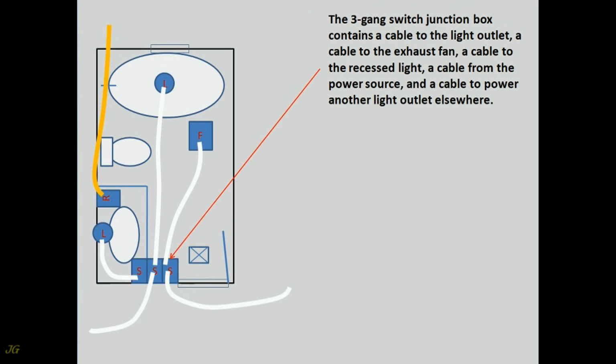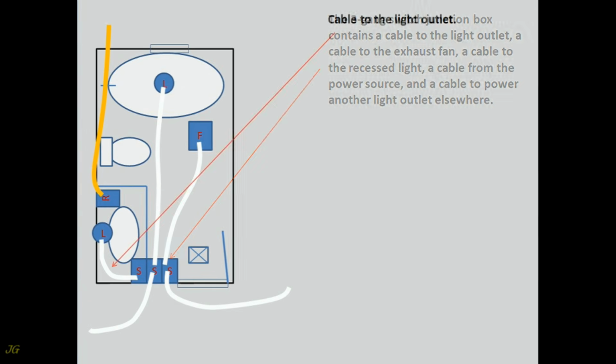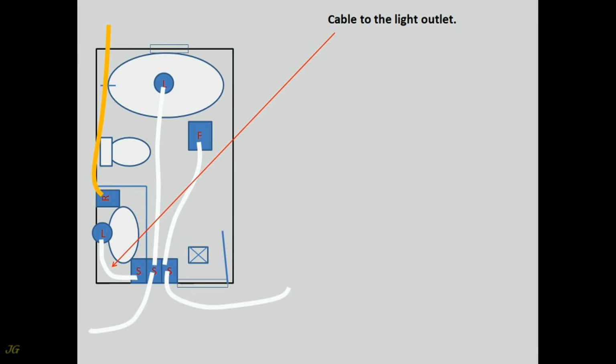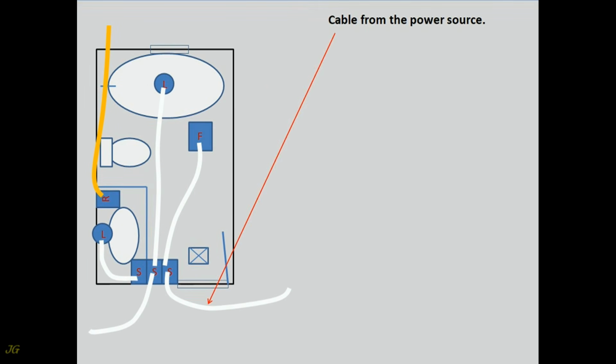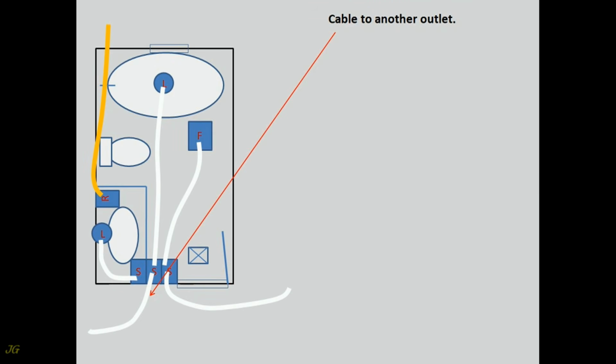The 3-gang switch junction box contains a cable to the light outlet, a cable to the exhaust fan, a cable to the recessed light, a cable from the power source, and a cable to power another light outlet elsewhere. Cable to the light outlet. Cable to the exhaust fan. Cable to the recessed light. Cable from the power source. Cable to another outlet.